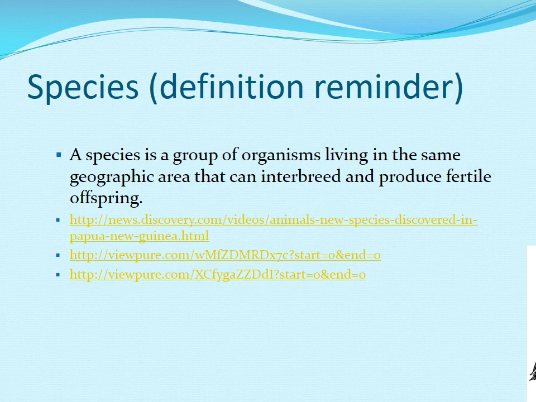As a reminder, because we've had this definition before, a species is a group of organisms living in the same geographic area that can interbreed and produce fertile offspring. That's all it is, okay? And it's important that the babies can have babies.